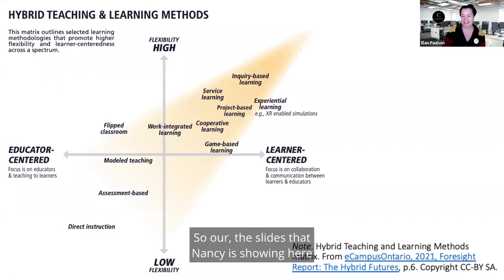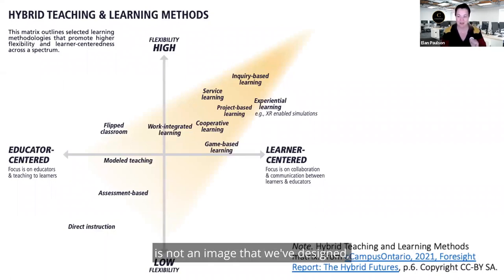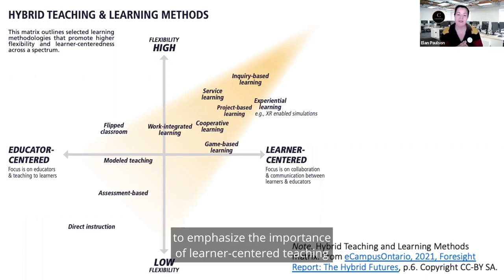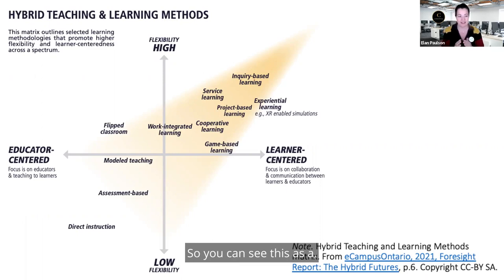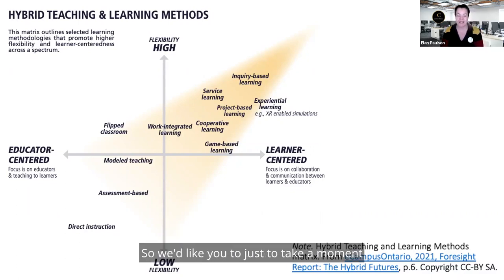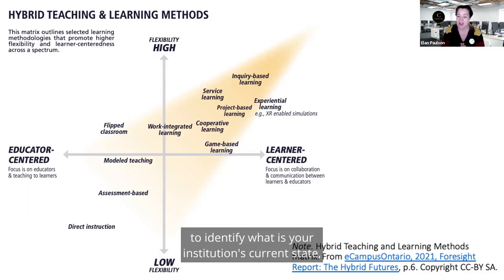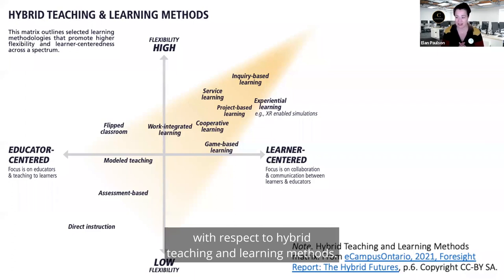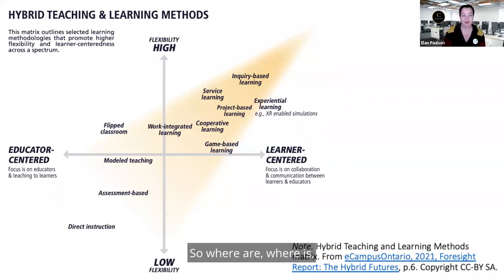All right, so the slide that Nancy is showing here is not an image that we've designed. We've taken a screenshot from the eCampus Ontario Foresight Report to emphasize the importance of learner-centered teaching as our context. So you can see this X and Y axis has low and high flexibility on the Y and then educator-centered and learner-centered on the X. So we'd like you to take a moment to identify what is your institution's current state with respect to hybrid teaching and learning methods. So where would you say that your institution is centered right now?